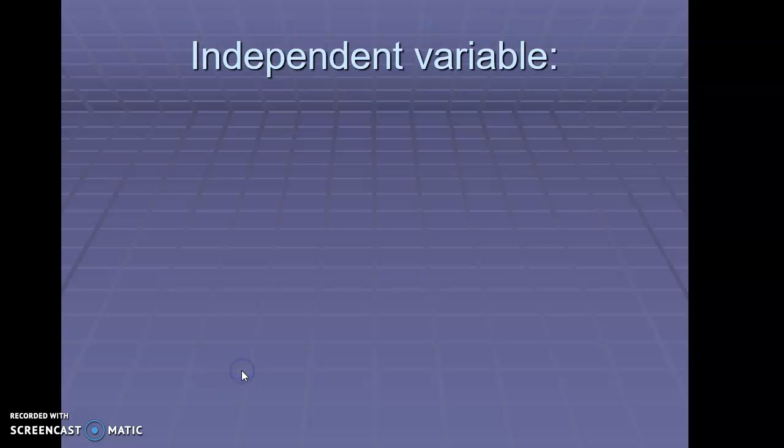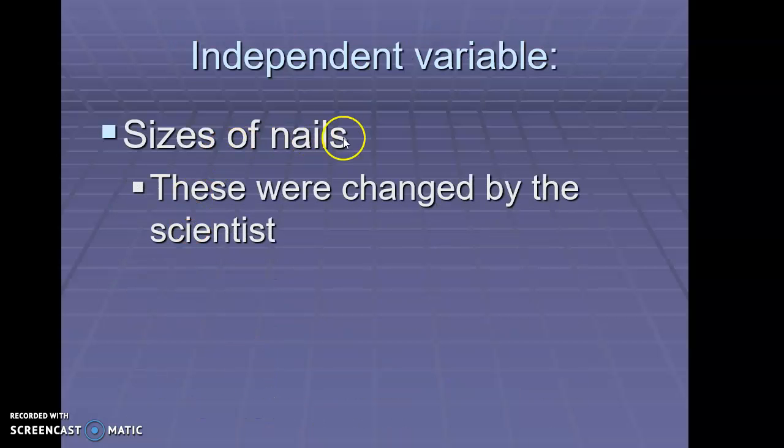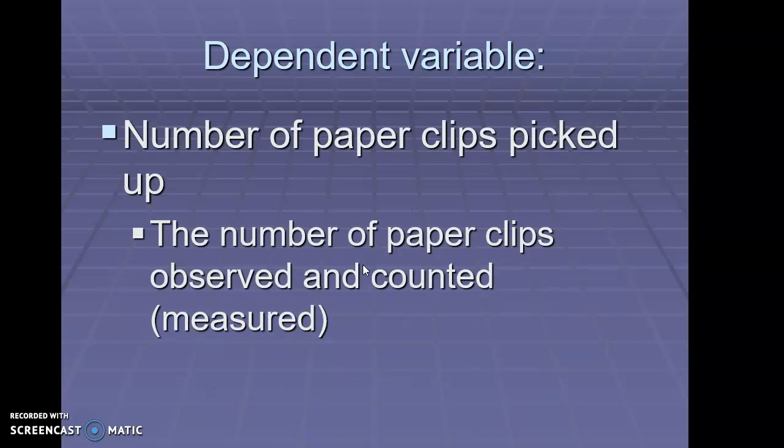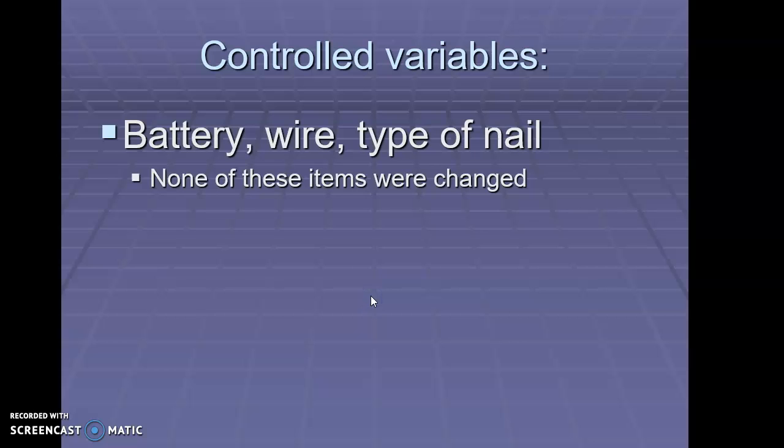So what are the variables? My independent variable is going to be the size of nails. Okay, these were changed. You chose the size of nail that you used in your experiment, or the different sizes of nails. What we were going to measure, our dependent variable, our data, is the number of paper clips that were picked up. And some controls were the same size battery, the same brand of battery, the same size wire, the same type of nail. None of these items were changed. They were all the same.